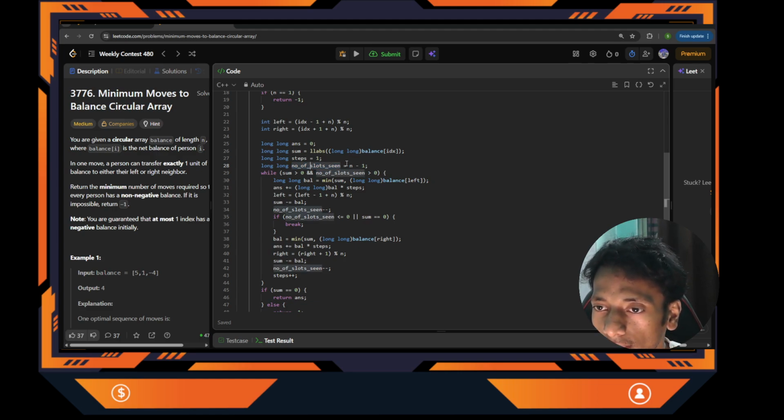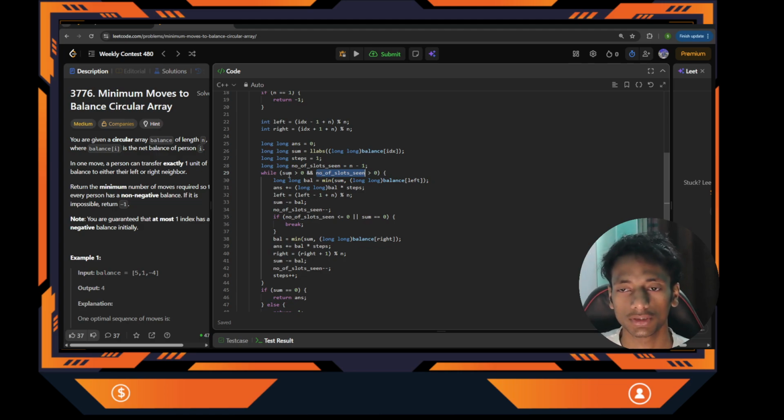So that's why it will be n minus 1. Now I will check this while loop. It will continue to explore all the possible persons until we reach the target sum we want to achieve. That means sum greater than 0 and the number of slots seen is still greater than 0. That means if we already explored all the remaining options and still are not able to achieve the target, then we don't have any other option, right? So that's why at that time we have to return minus 1. So I will break from here.